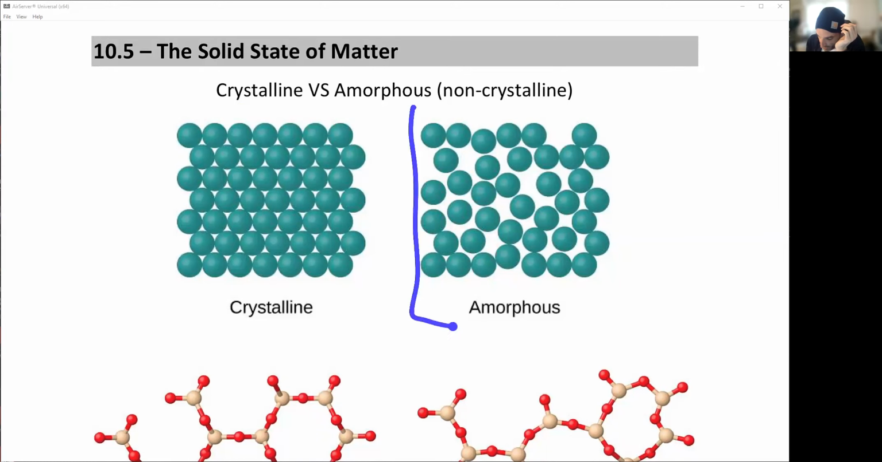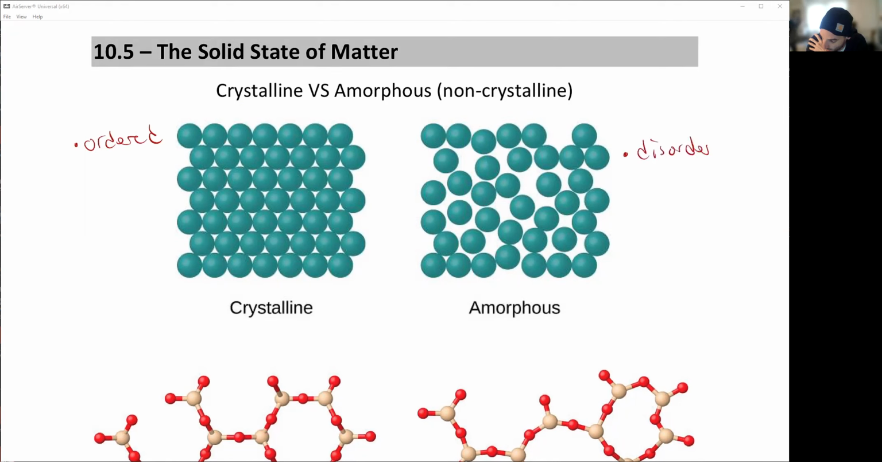And then there's an amorphous solid. An amorphous solid is still a solid, it's connected, but you'll notice that there are all sorts of little gaps. So the crystalline solid is very ordered, and an amorphous solid is very disordered. Disorder is actually great when you're looking for flexibility, when you're looking for strength. An example of an amorphous solid would be something like glass or plastic.